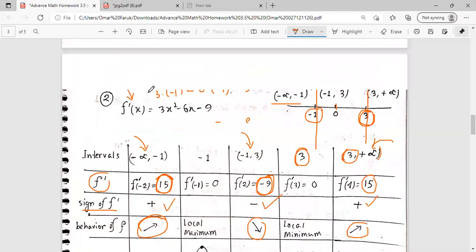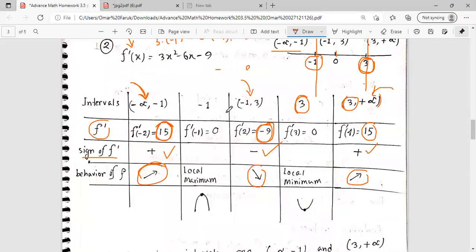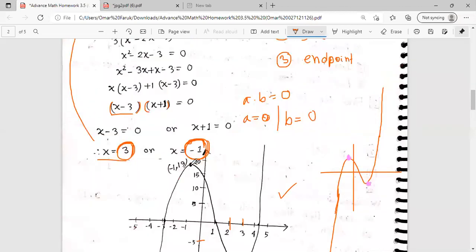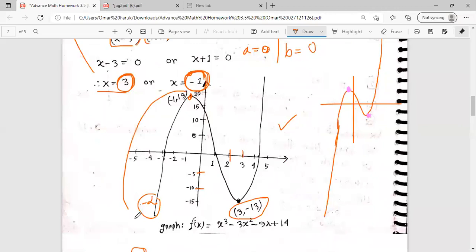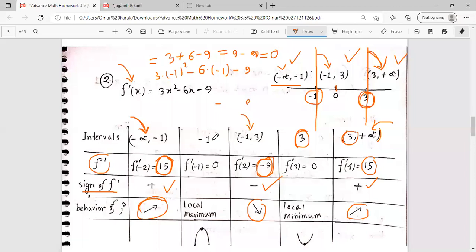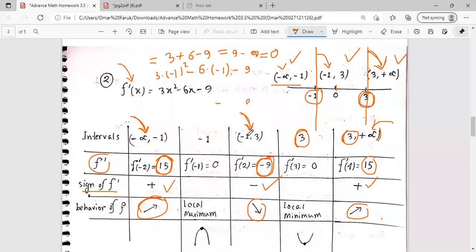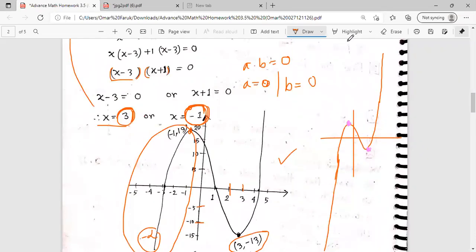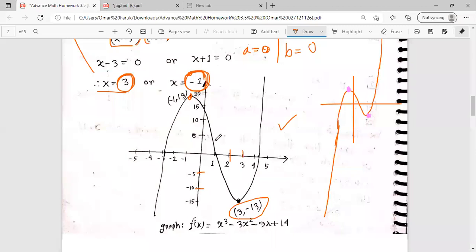From minus infinity to minus 1, it is increasing. So if you look at the graph, this is our minus infinity, and this is our minus 1. In this portion, this function is increasing. And from minus 1 to 3, this function is decreasing, right? You see here, this function is decreasing. And then again from 3 to plus infinity, this function is again increasing.